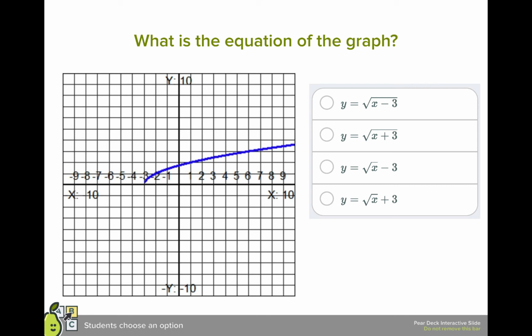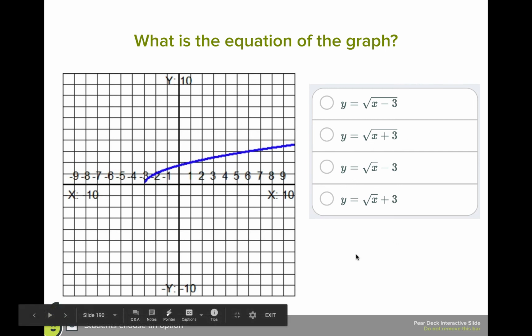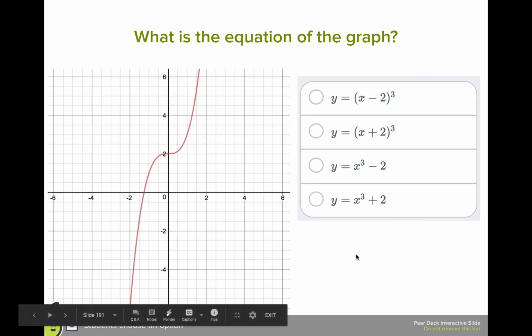Okay, so it is R shape, so it's a square root graph. And we went left 3. So that's this one going left 3. Opposite of this one, there is no up or down. This would have been down 3. This would have been up 3. So this is your left 3. Okay, what is the equation of this graph?